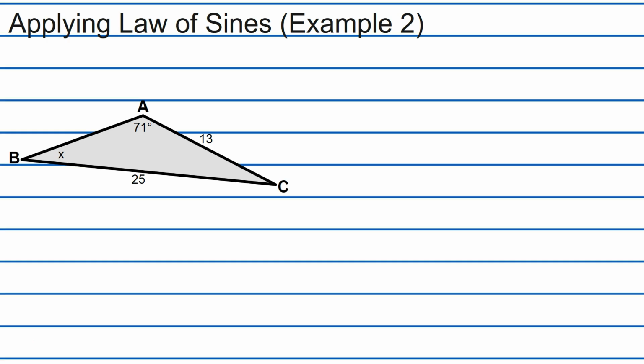Alright, now let's try another example. So first, we see that we have an angle, and the side opposite that angle. We have that as well. So we can use the law of sines. So sine A divided by little a is equal to, and we're going to use b again, sine B over little b.